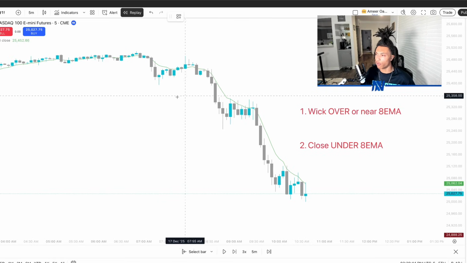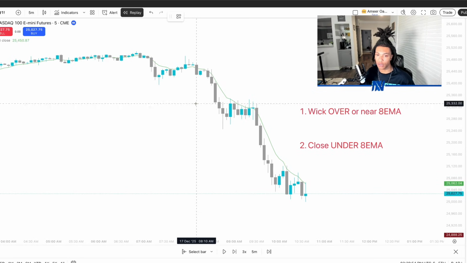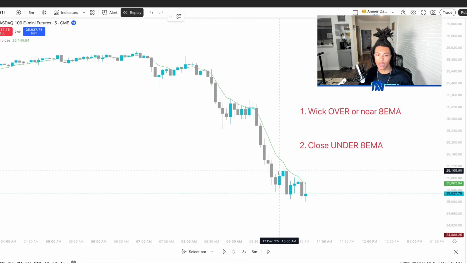price has been under this 8 EMA and respecting the 8 EMA since 7:15 this morning. So we hopped on over 3 hours later, and it's still under this 8 EMA, respecting it. So we've had numerous rejections: 1, 2, 3, 4, 5, 6, 7, 8, 9, 10, 11, 12, 13, and this is now the 14th rejection.